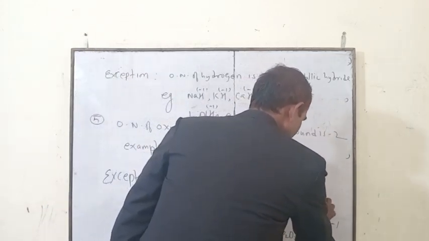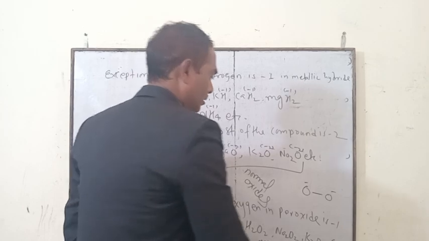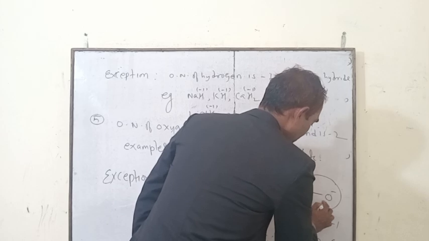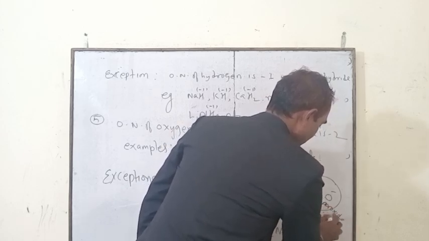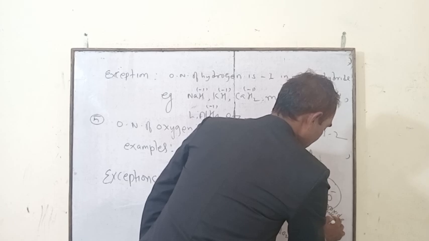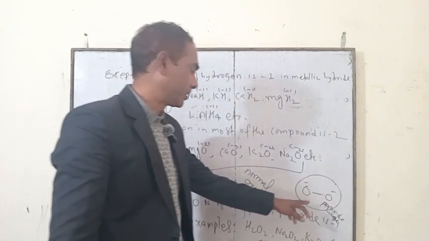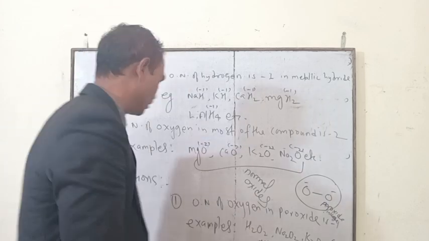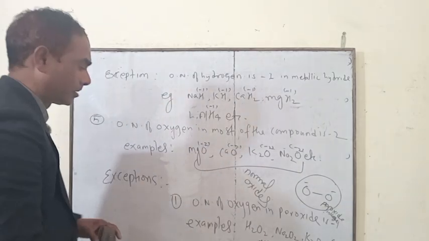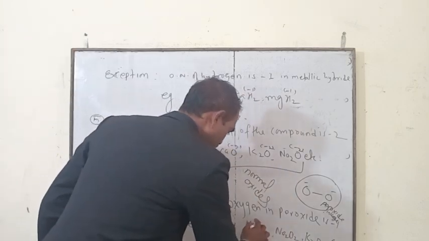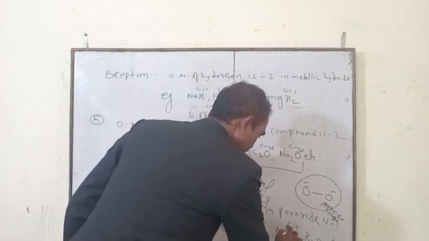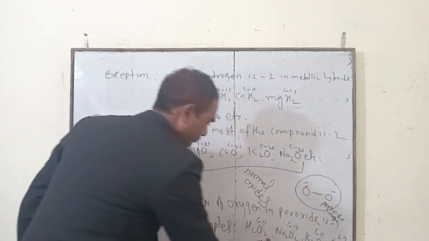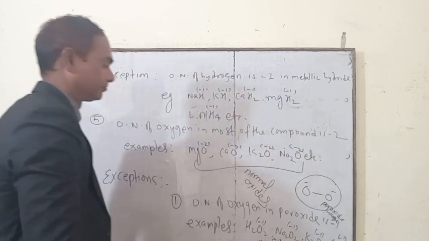Peroxide is in this format. This is the peroxide linkage. If this linkage is present in any compound, then the compound is known as a peroxide compound. Here, oxidation number of oxygen is -1.